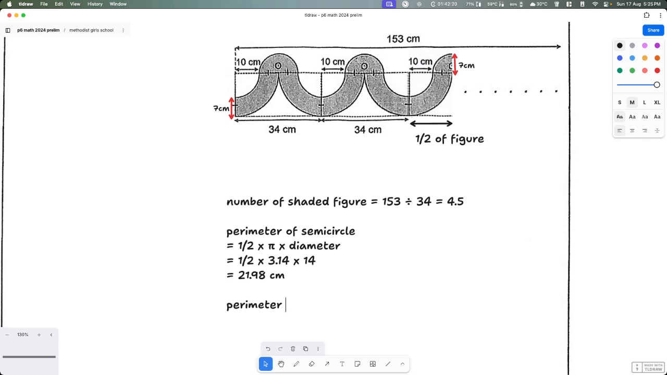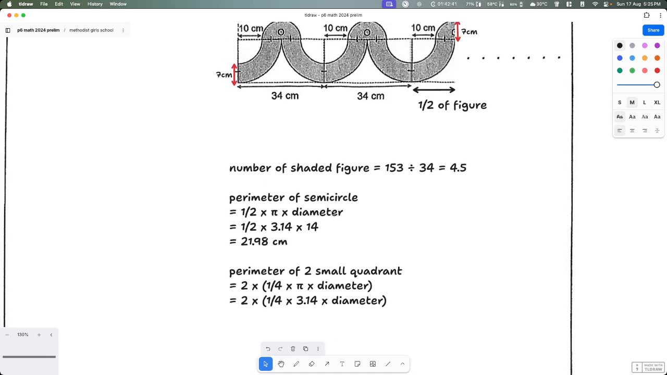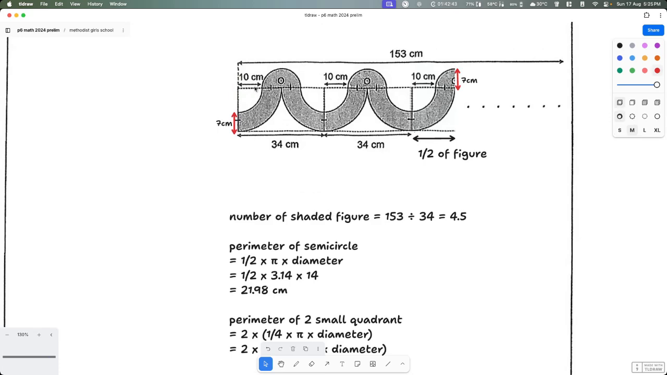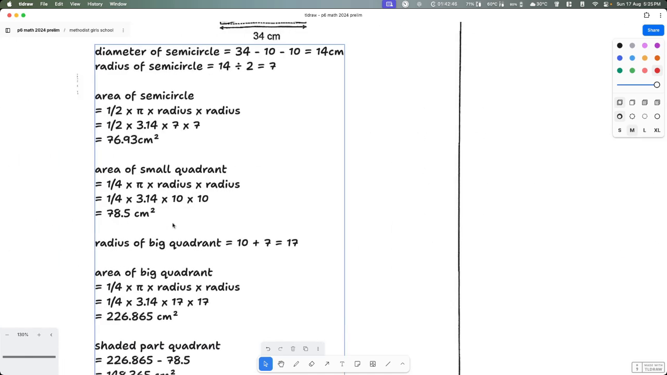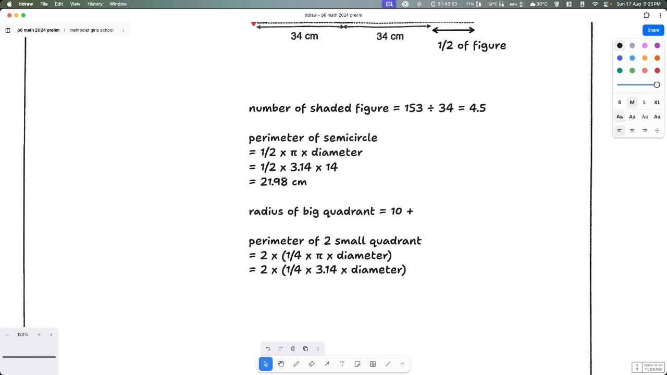Okay, we also want the perimeter of two small quadrants, which is basically 2 times bracket 1 over 4 times pi times diameter. So this will become 1/4 times pi, which is 3.14. So what is the diameter for the small quadrant? It should be, so the radius of the small quadrant is 10.